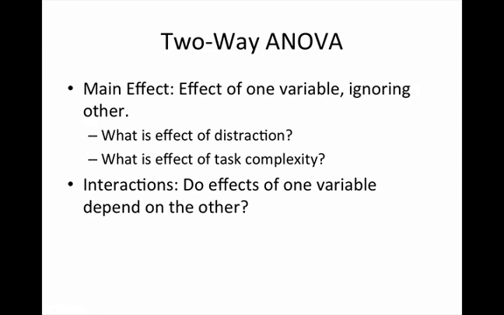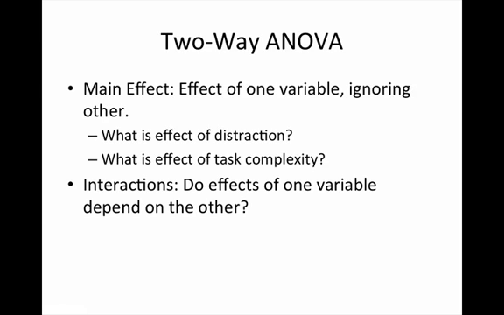And so in a two-way analysis of variance, I can talk about two basic kinds of effects. A main effect is how I discuss the effect of one variable when I'm ignoring the other one. So in the context of our example, I want to know just what's the effect of distraction. I want to ignore complexity and I just want to look at distraction. This is called the main effect of factor one, or the main effect of distraction. I can also ask what's the effect of task complexity if I ignore distraction. Okay, so these are main effects.